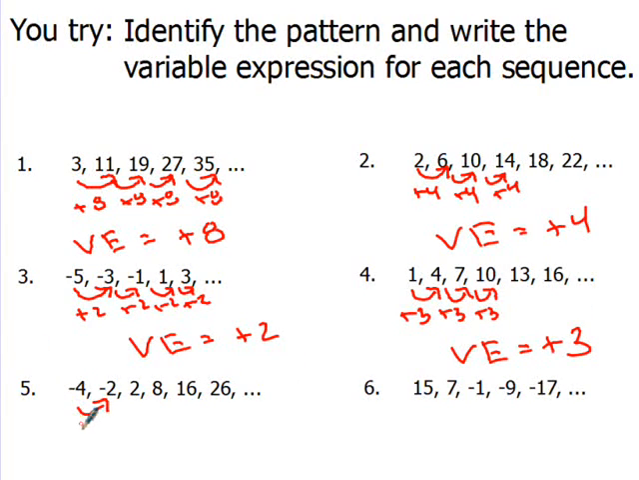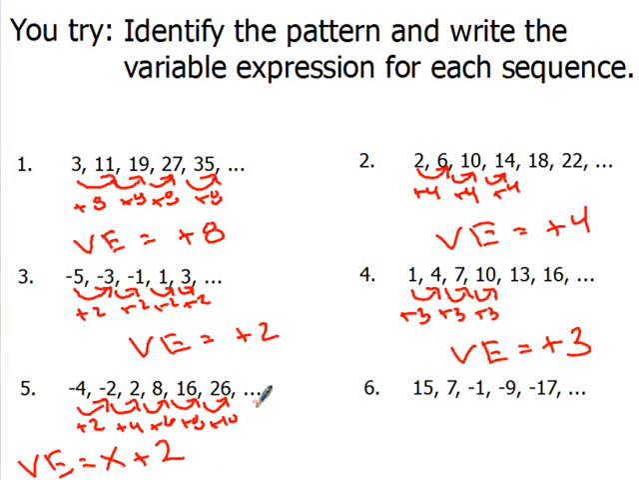Plus 2, plus 4, plus 6, plus 8, and plus 10. So you should look at this now and know we went 2, 4, 6, 8, 10. So each one of those is increasing by 2, and we're just going to put our variable in there. So my variable expression for that one is going to be x plus 2.